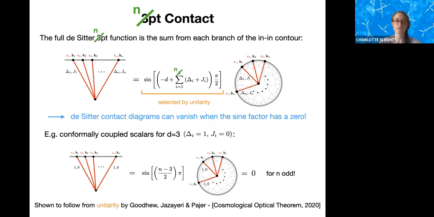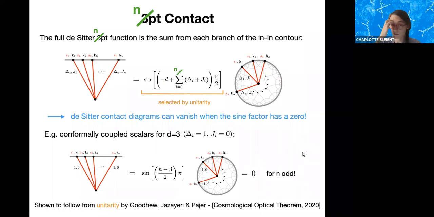So for instance, if we consider contact diagrams of conformally coupled scalars, which means taking the scalar dimensions delta equal to one and spins J equal to zero and plugging them into our sine function here, you see that in this case, the sine factor that you get has zeros when the number of legs N is odd, meaning that contact diagrams of conformally coupled scalars with an odd number of legs are vanishing in de Sitter.